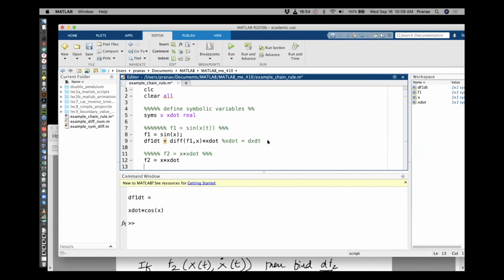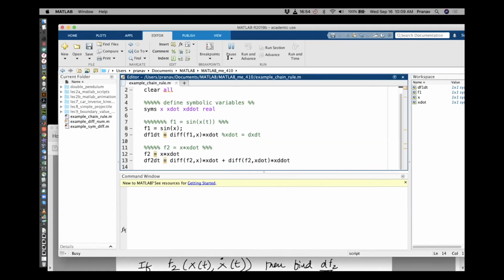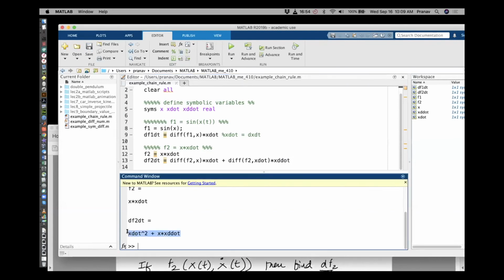And now the chain rule says that I need to do diff F2 with respect to x times x dot plus diff F2 with respect to x dot times the derivative of x dot, which is x double dot. So I have not defined this variable yet, so I better define it here, x dot dot. Okay, and then let's run this. Okay, so now this is the answer I'm looking for. It's x dot square plus x times x double dot.